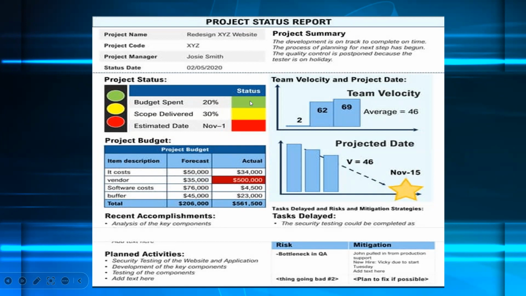The status there is green. Green tells you that's okay, that's good to go. Then the scope delivered is 30%. Out of maybe 100%, 30% of the scope for that particular period is delivered, and you can see that it's in amber there. And then the estimated date for that project is 1st of November, and it's showing in red.